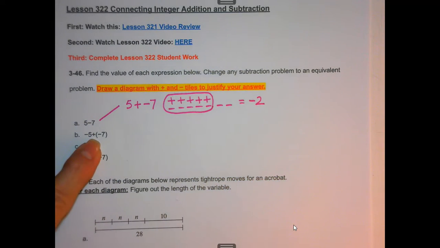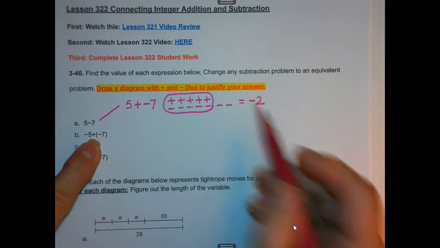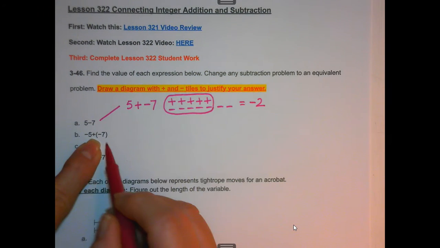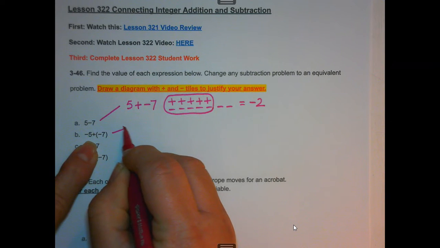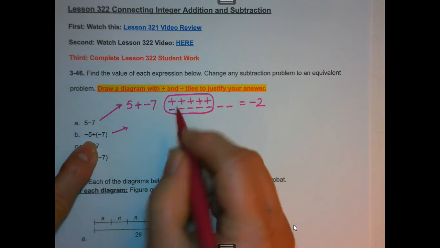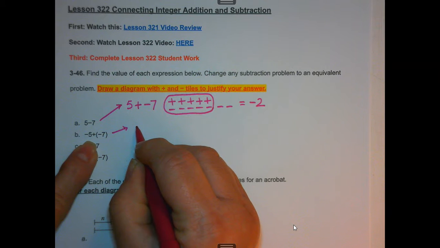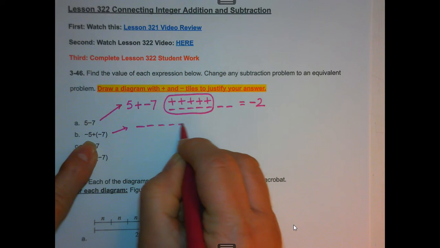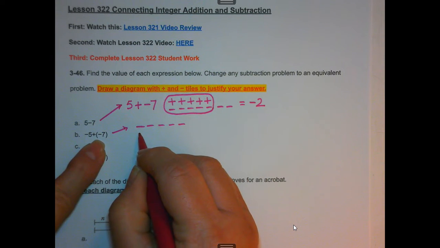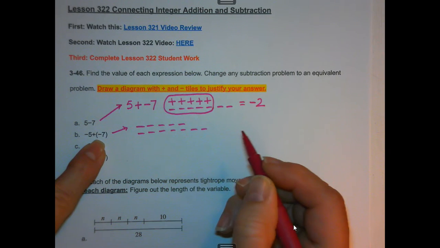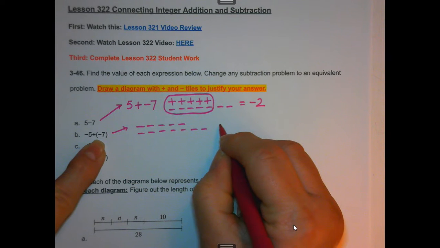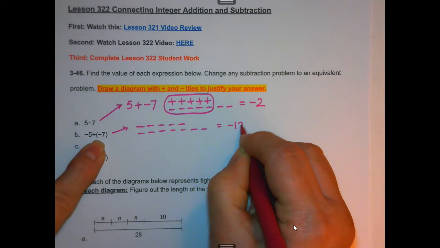This problem here, it said that we're supposed to change any subtraction problem. This is an addition problem, so we don't have to do any changing. I still need to draw a diagram to justify my answer. So this diagram is going to go right here. And I have -5, 1, 2, 3, 4, 5, plus -7, 1, 2, 3, 4, 5, 6, 7, and that equals -12.